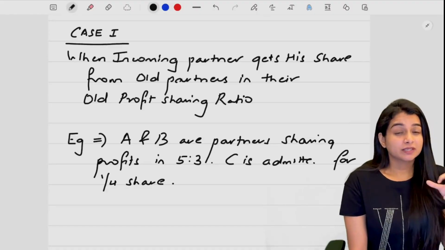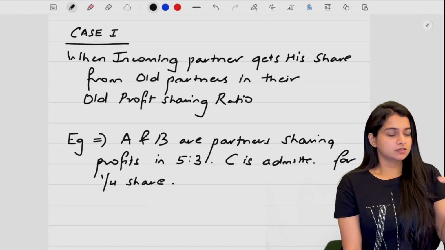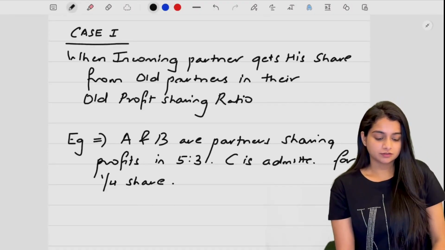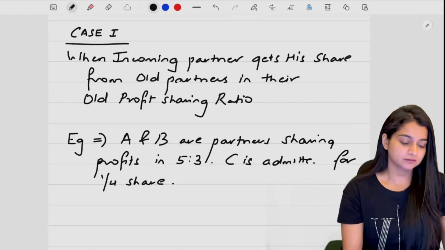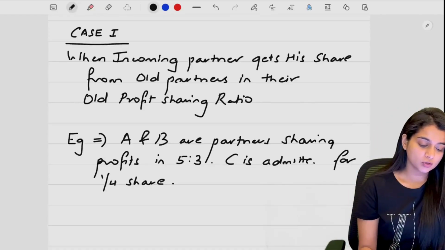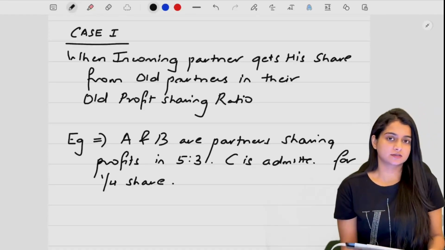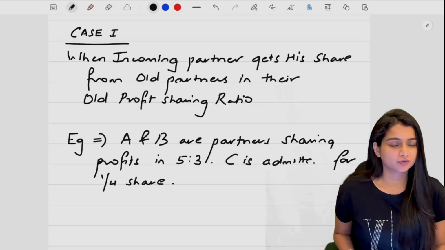So let's begin with the first case. Now, in the first case, what exactly is written is when your incoming partner gets his share from old partners in their old PSR. Okay, what is this? What, we don't understand anything.